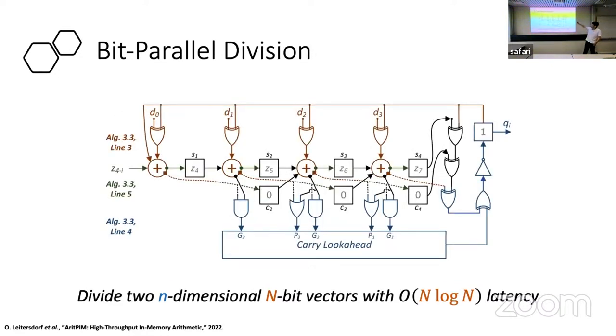There's also the converse case of division. In division, it's actually a little more complex because you also need a carry look ahead. We won't go into the details now, but essentially you need to guess whether the current sum is positive or negative, and you do that with the carry look ahead circuit. But at the end of the day, we also get to n-bit vectors with O of n log n.